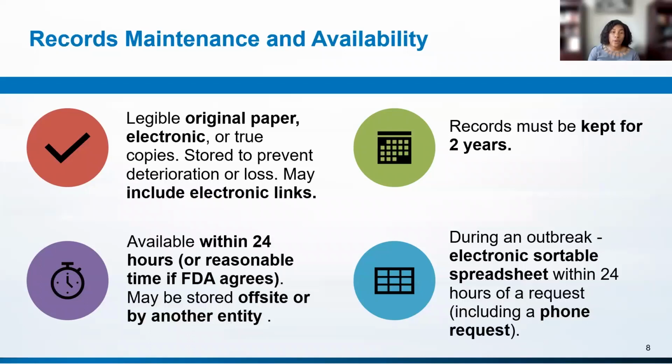So when it comes to the record maintenance, the records can be maintained as either original paper records, electronic records, or true copies. The records do have to be maintained for 2 years unless indicated within the rule. There are some specific callouts within the rule where there are shorter timeframes in which the records must be maintained, but outside of that, all of the records that are required by the rule are required to be maintained for 2 years. Additionally, the records need to be made available to FDA within 24 hours of a request or within some reasonable time that FDA has agreed to.